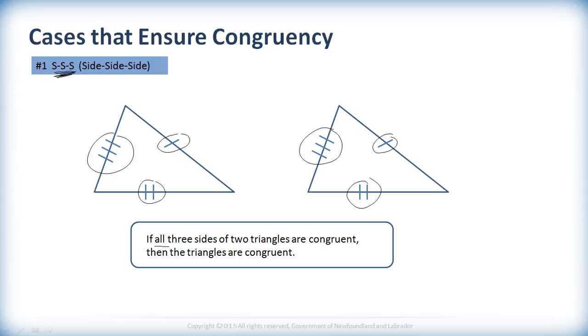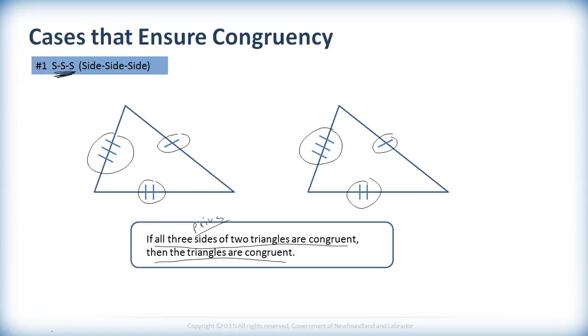So the way we write that: if all 3 sides of 2 triangles are congruent, then the triangles are congruent. Or all 3 pairs of sides, which might be a better way to say it. If all 3 pairs of sides are congruent, then the 2 triangles are congruent.